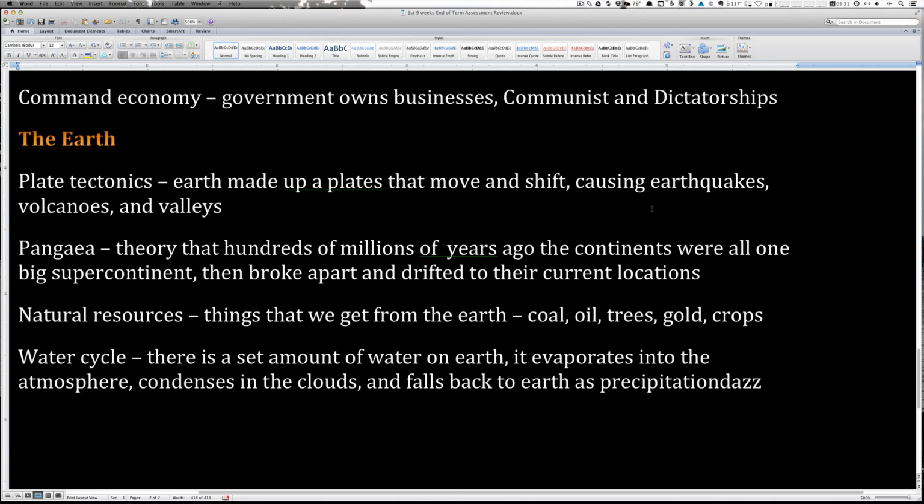Tied in with plate tectonics is this idea of Pangea, the theory that hundreds of millions of years ago the continents were all one big supercontinent. And then they slowly, over hundreds of millions of years, broke apart and drifted away to their current locations.